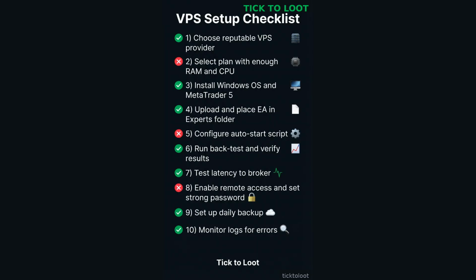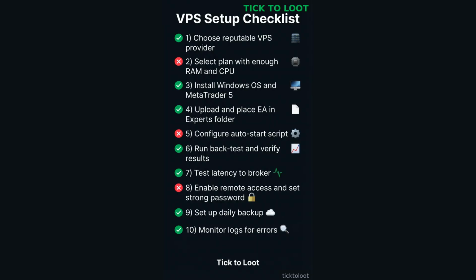For a simple moving average EA, a modest 2 GB RAM and a single core will do, but more complex multi-currency bots may need 4 GB or more. Third, install the operating system, usually Windows 10 or Server, and then download and install the MetaTrader 5 platform, which is the environment where your EA will run.